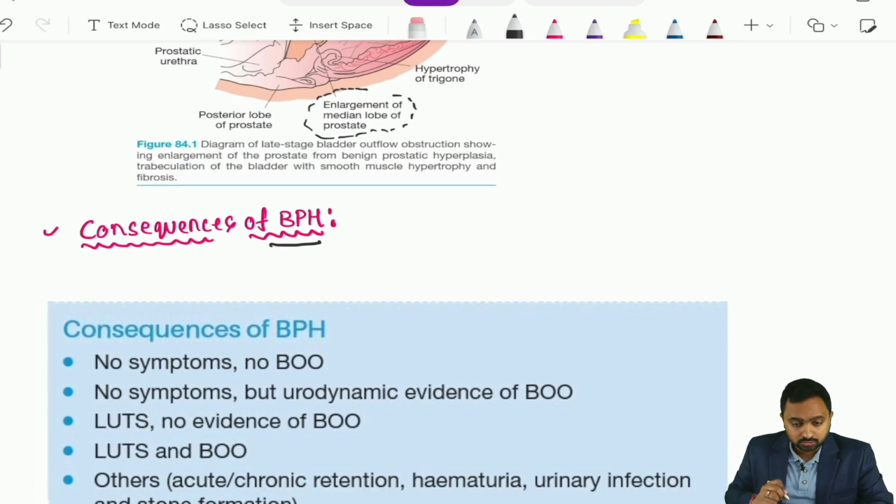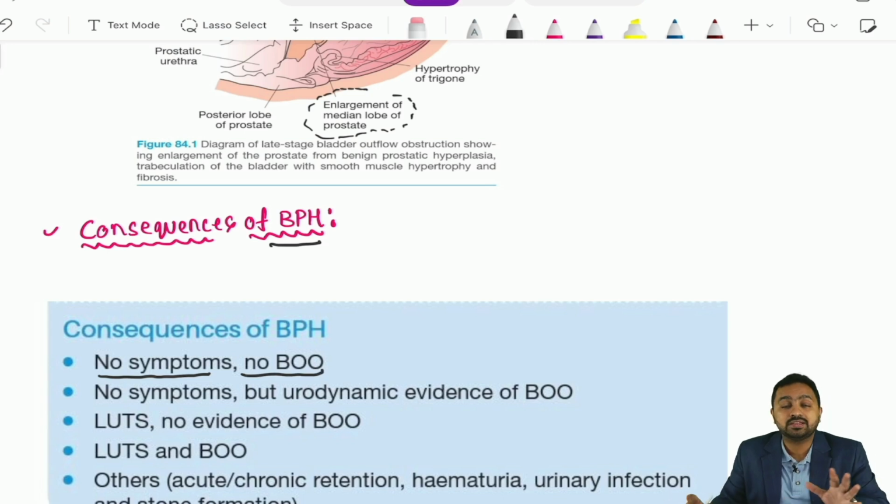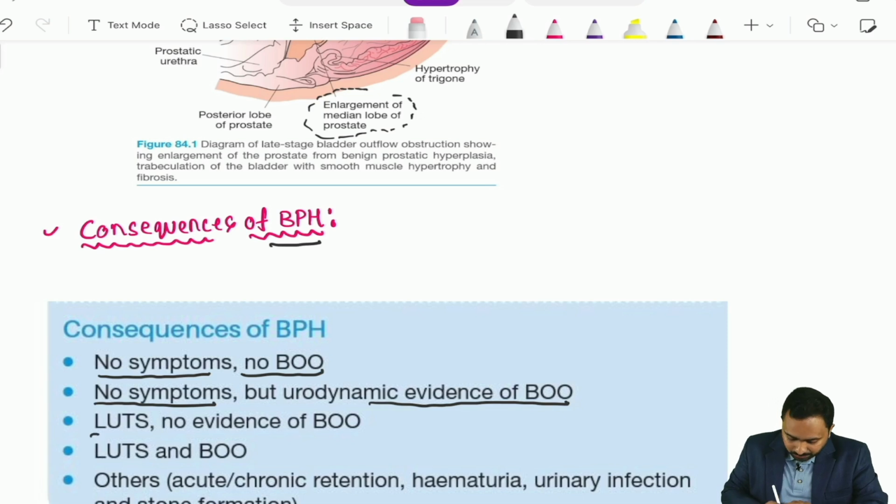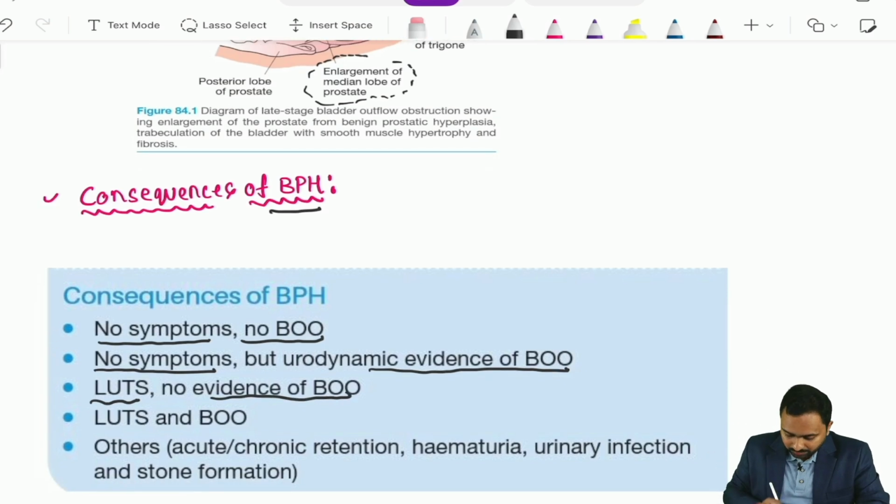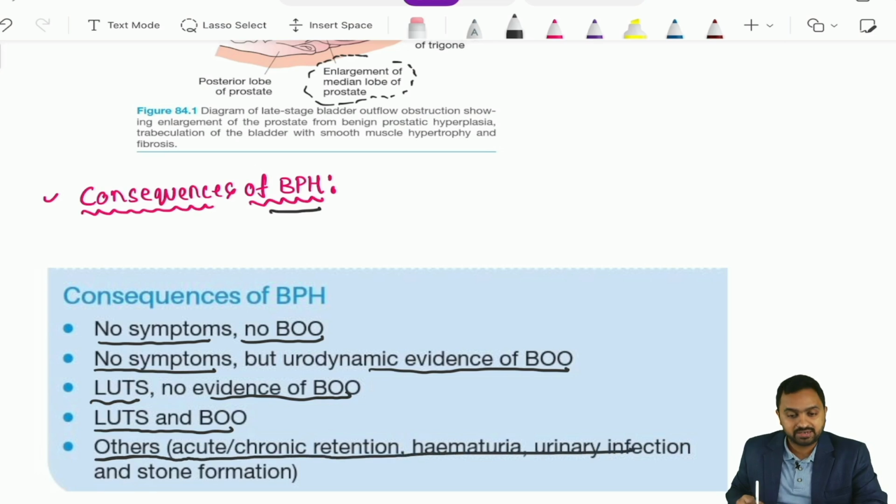So, the consequences could be no symptoms and no bladder outlet obstruction. It would be remaining dormant, causing no symptoms to the patient. There could be no symptoms, but urodynamic evidence of bladder outlet obstruction. Then it may present with LUTS, that is lower urinary tract symptoms without any evidence of bladder outlet obstruction, or it may present with lower urinary tract symptoms as well as bladder outlet obstruction. And the other consequences include acute or chronic retention, hematuria, urinary infection, and stone formation.